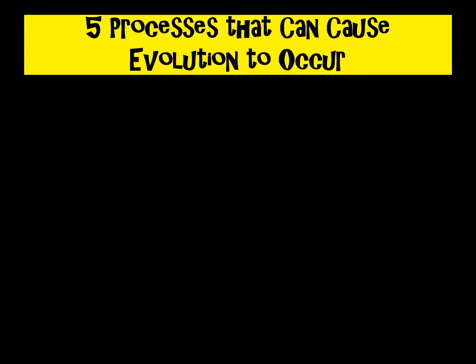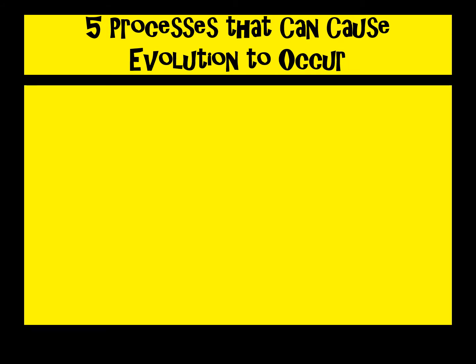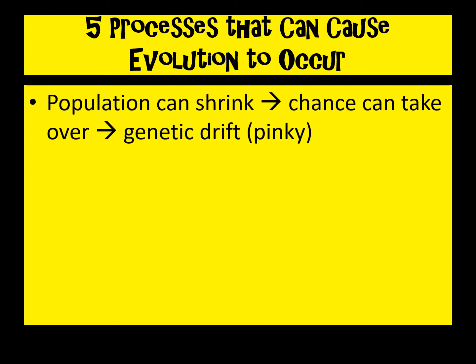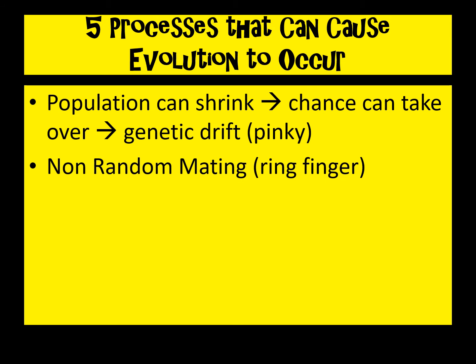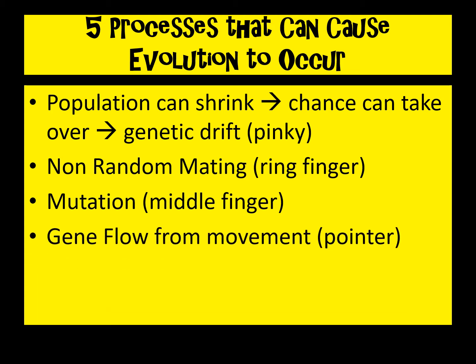If you have all watched the video from TED Ed, the 5 Fingers of Evolution, you will remember that there are 5 processes that can cause evolution to occur. So there are 5 things that can cause this change to occur. Number one, your pinky finger represented the population size. So smaller populations are definitely more susceptible to genetic drift or change, and we'll talk more about that later. We also have the ring finger representing mating, and specifically non-random mating can cause evolution to occur. Mutations can definitely cause evolution and things to change over time.